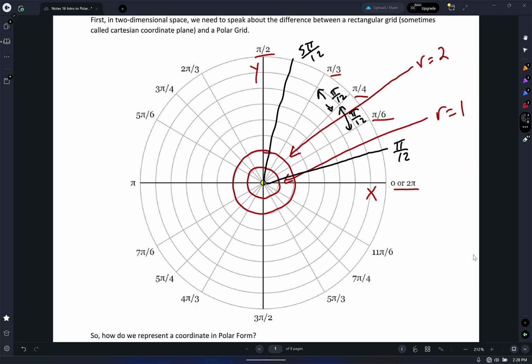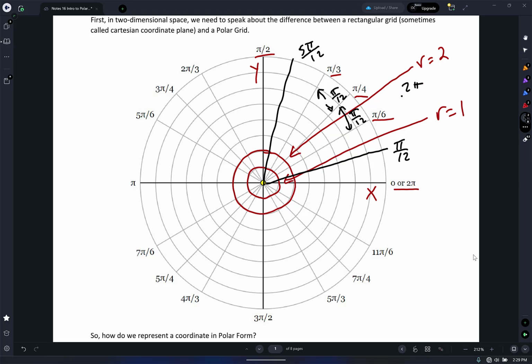No, okay. What's up? It's halfway. Yeah. It's halfway between 0 and pi over 6. So what's half of pi over 6? Pi over 12.